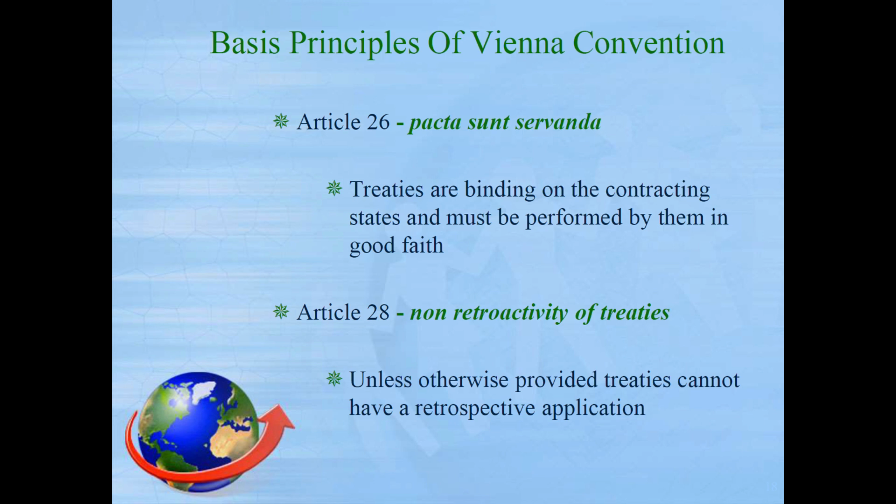Article 28 is regarding the non-retroactivity of treaties. As we saw in domestic law, many amendments came or keep on coming which have a retrospective effect. That is, they are applicable from a past date. But treaties cannot be amended in that way. Unless otherwise provided, it cannot be said that a treaty has a retrospective effect.